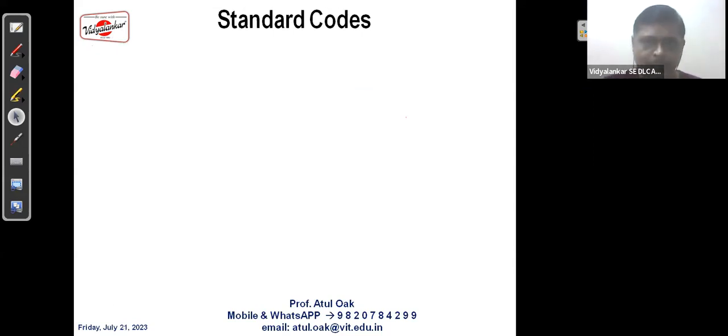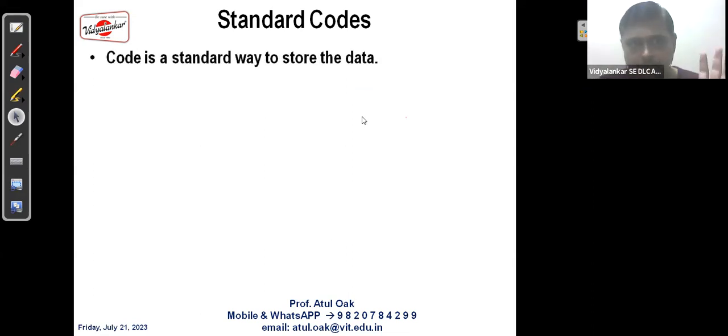Let's go on and talk about the concept of standard code. Now what is the concept of code? Code means it's a standard way how we store the data. Now let me make this statement a little clearer. What does a standard way to store the data mean?